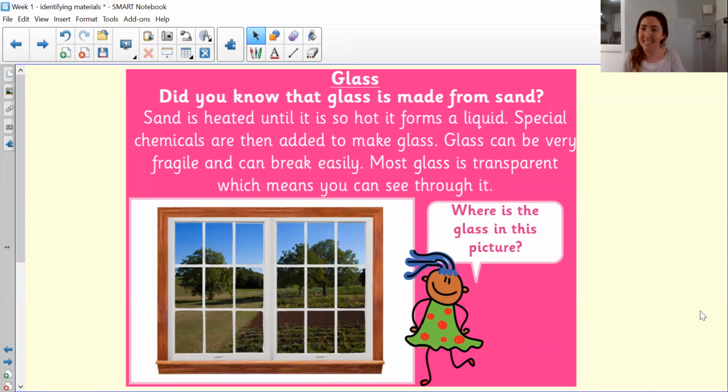Glass. Now, did you know that glass is actually made from sand? So that happens when sand is heated until it's so hot that it forms a liquid, and special chemicals are then added to make the glass. So glass can be very fragile and can break easily, as you'll know. And most glass is transparent, which means you can see through it.